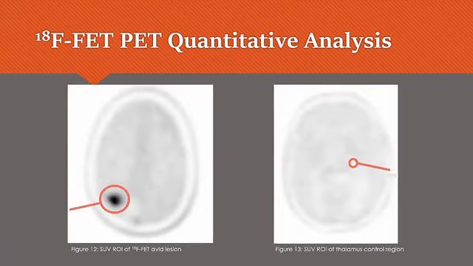For FET PET quantitative analysis, regions of interest were drawn around all suspected lesions, which were compared to a control region drawn on the thalamus on the contralateral side of the lesions or the side that had least disease involvement. The thalamus was chosen as a control region as it contains grey matter and is representative of global brain tissue. The SUV max of the lesions and control region of interest were assessed at different time points throughout the acquisition.